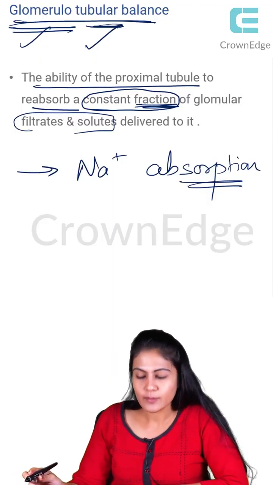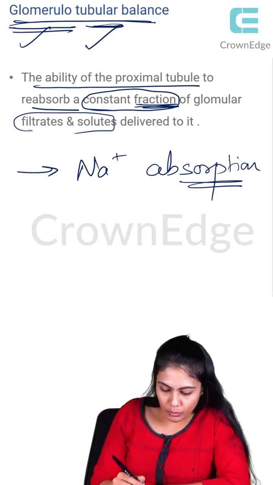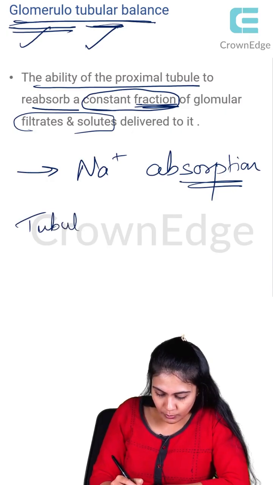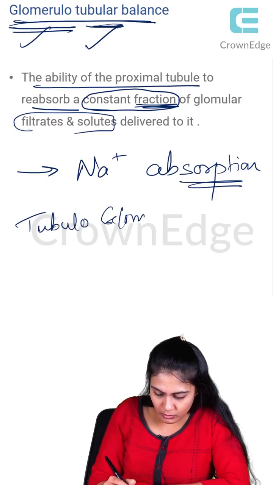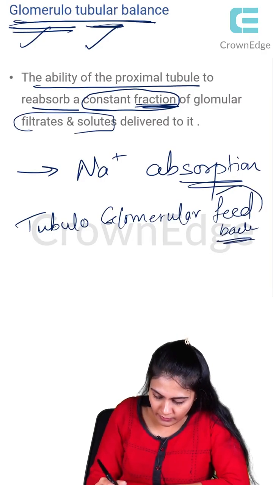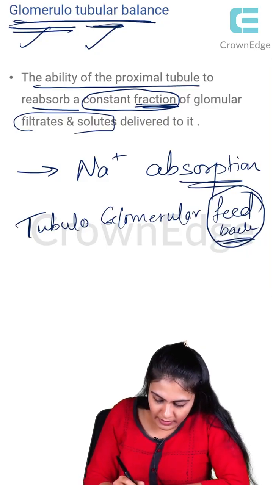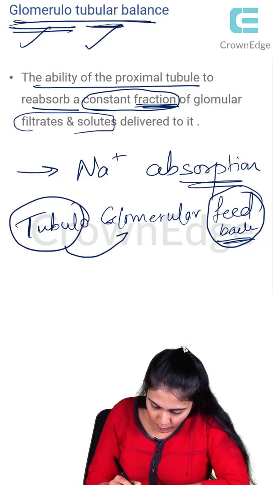glomerulotubular balance. There is something known as tubuloglomerular feedback. The opposite of that, tubuloglomerular feedback. What is that? It's a feedback mechanism. The tubules are giving feedback to the glomerulus.